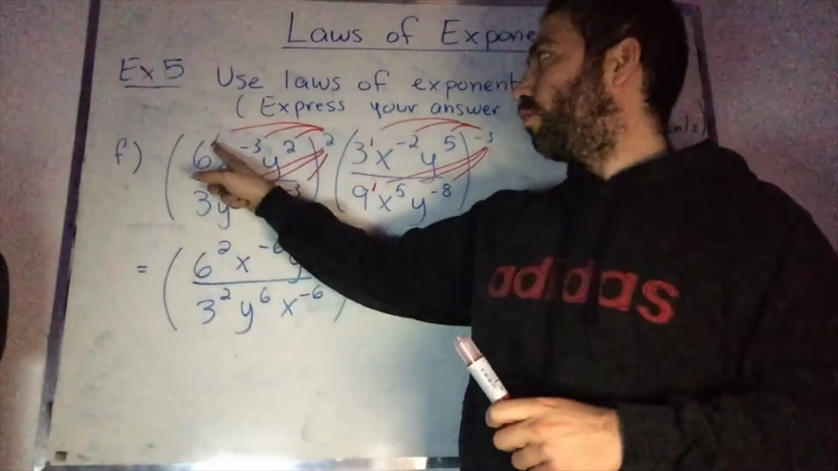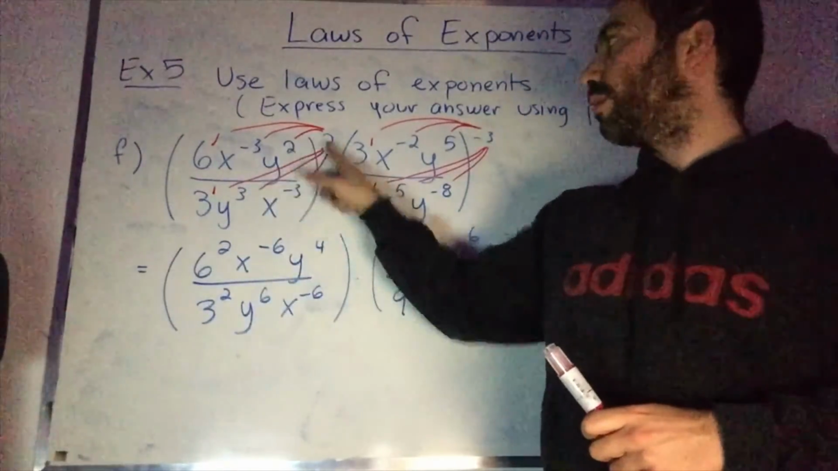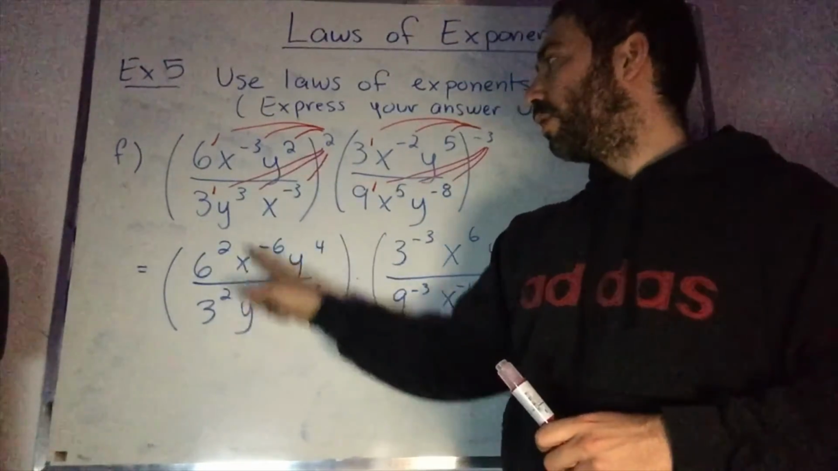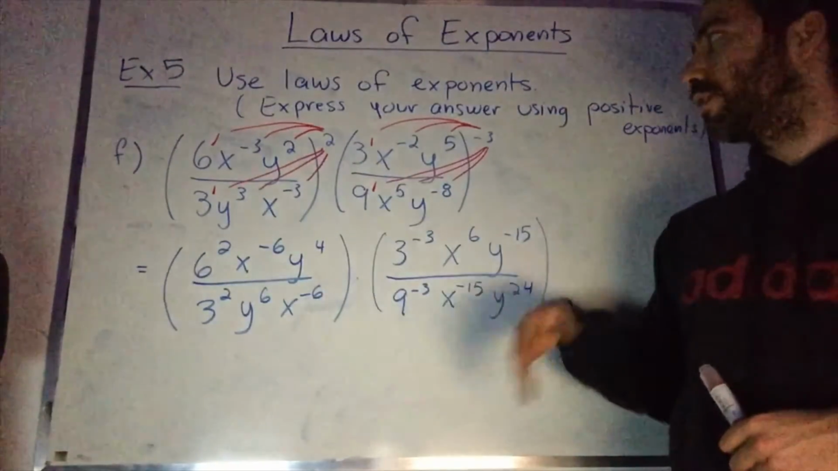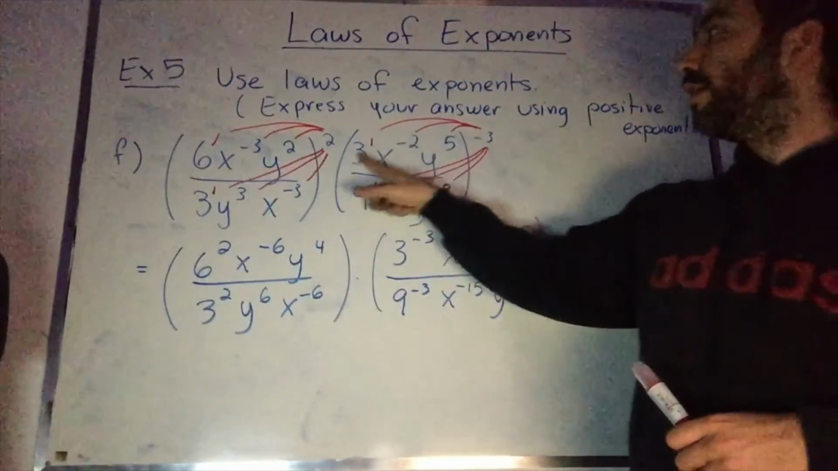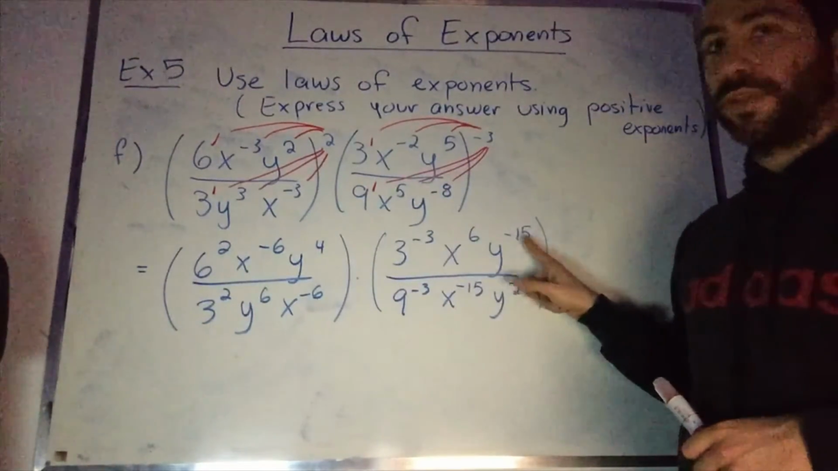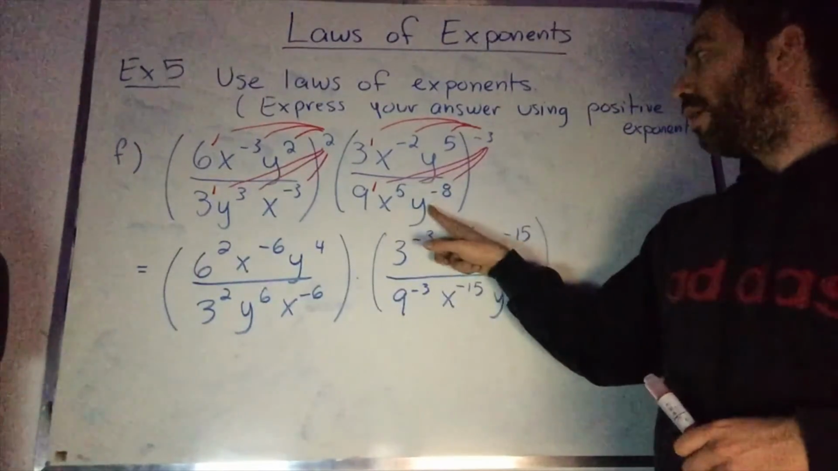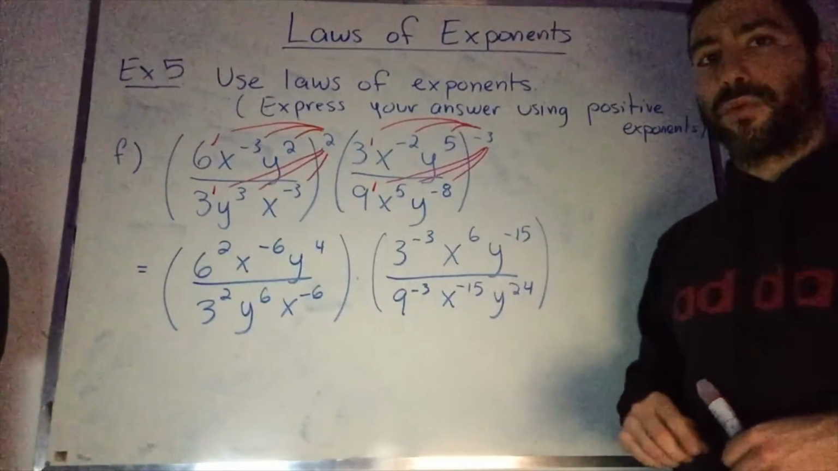So that gave me 6 to the 1 times 2 is 2, x to negative 3 times 2 is negative 6, y to the 2 times 2 is 4, 1 times 2 is 2, 3 to the 2. For the y, it's 3 times 2 is 6, and for the x, it's negative 3 times 2, it's negative 6. And same thing on the other bracket. So we multiply everyone's exponent by negative 3, so we get 3 to the negative 3, x to the 6, y to the negative 15, 9 to the negative 3, x to 5 times negative 3 is negative 15, and y to the negative 8 times negative 3 is positive 24.